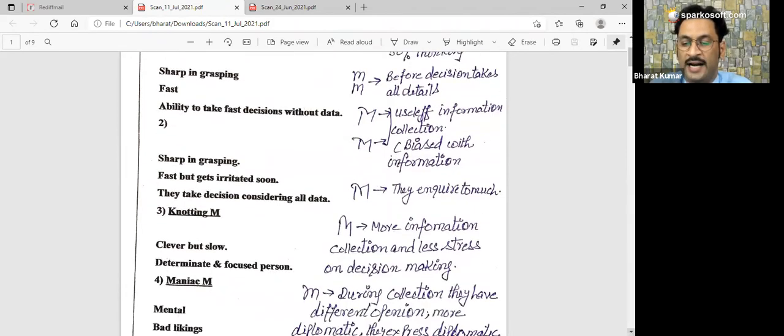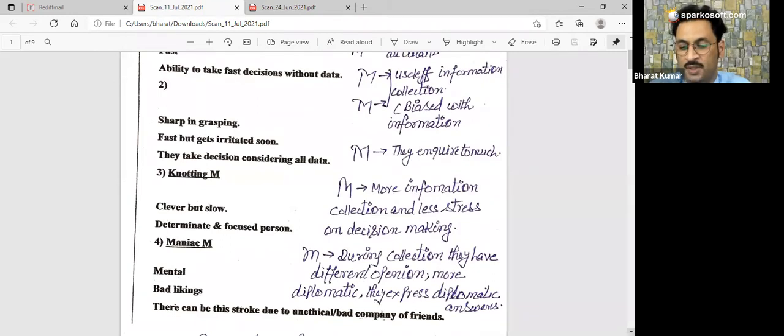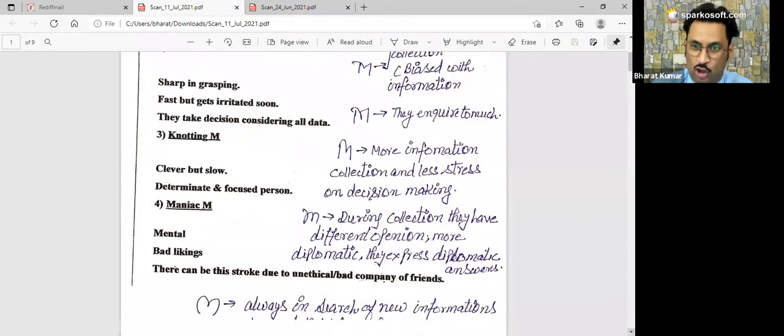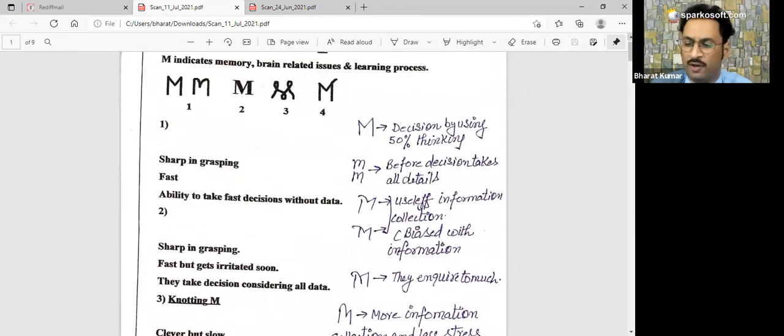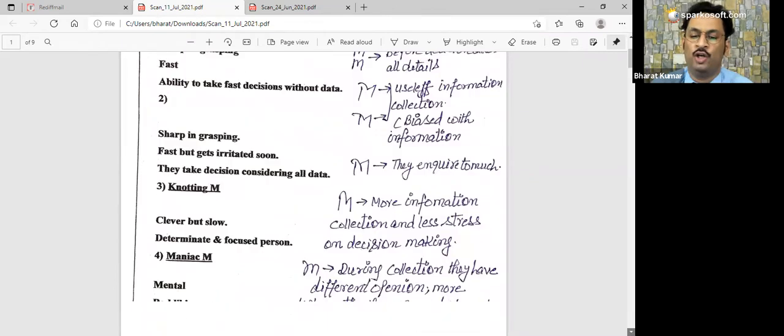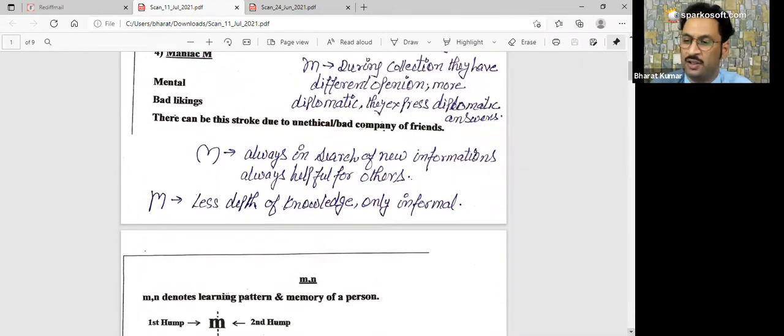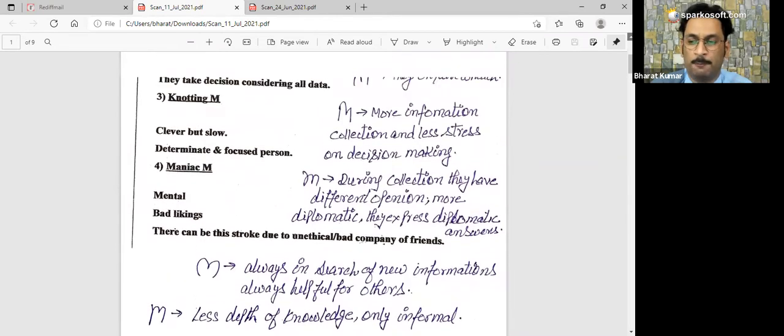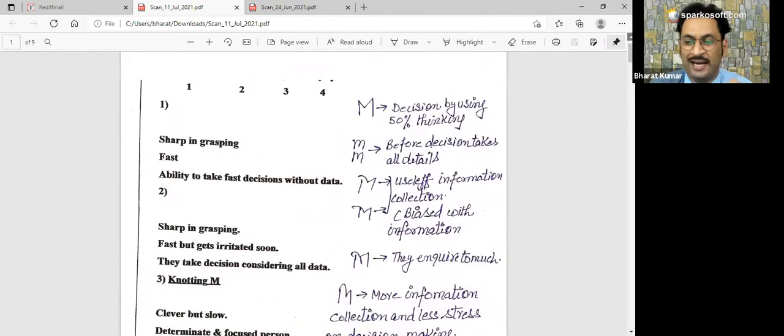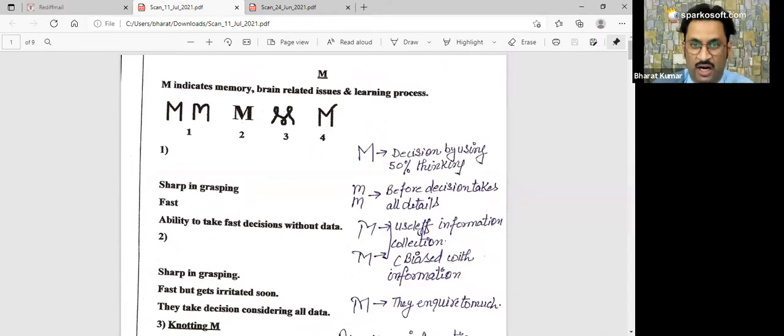You know, the fourth kind of M is known as the maniac M. So bad liking, mental issues, there can be stroke due to unethical, bad company of friends. They like negative jokes, double meaning jokes. Generally they have negative company, or you can say they like to be with criminal minded people, or they generally like to stay with anti-social people. So this kind of M, check it. The fourth kind of M is generally found in antisocial personality disorder.